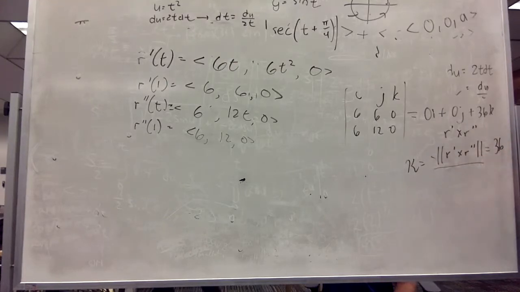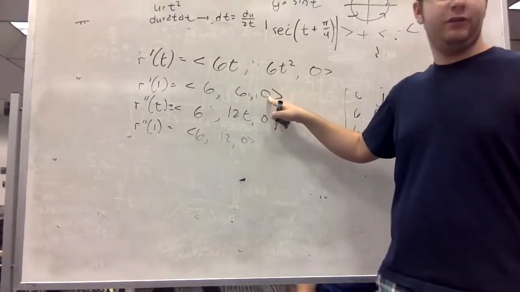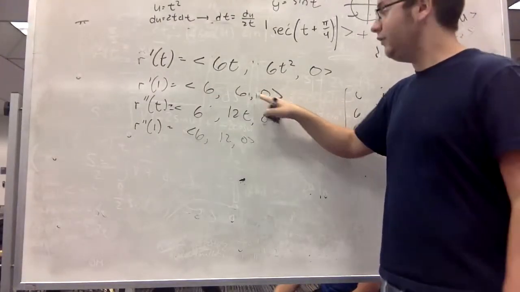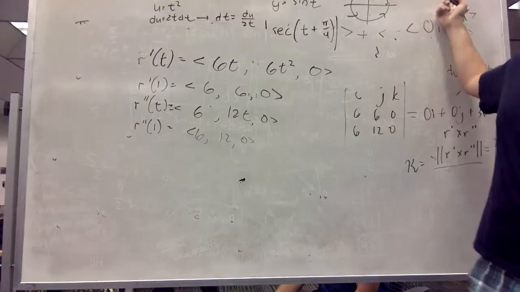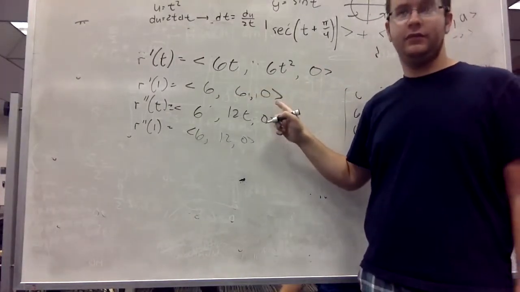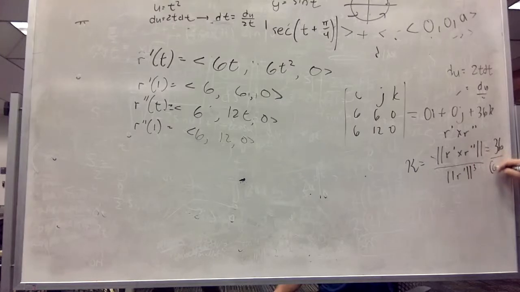Divided by the magnitude of r prime. What is the magnitude of this guy? 6, 6, 0. What's the magnitude of that? Have a guess. If it was 6, 6, 6, the magnitude would be 6 root 3, right? Because it's 6, 6, 0, it's not going to be 6 root 3, it's going to be 6 root 2.